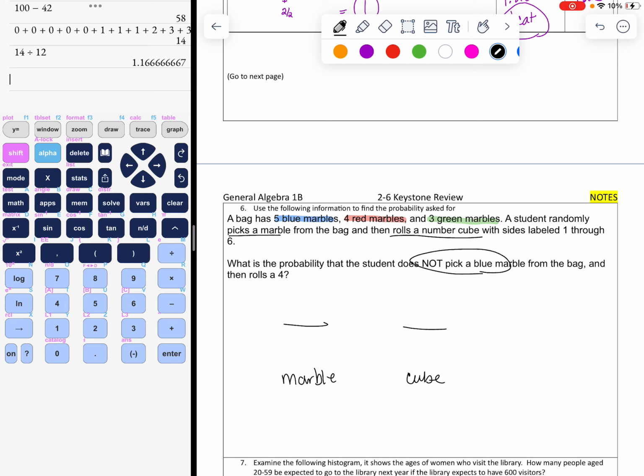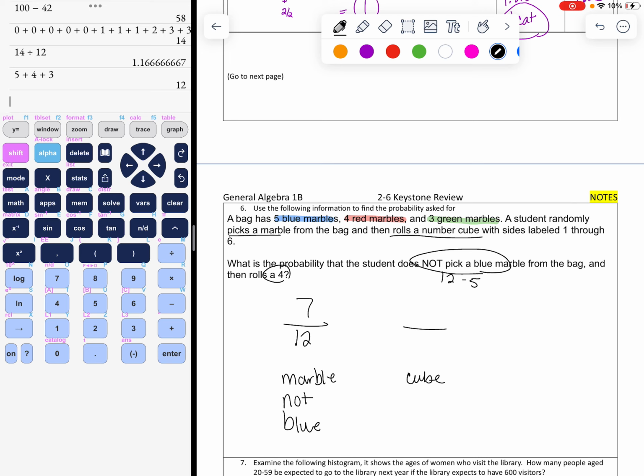Well, I guess I better add all those marbles up. So what's 5 plus 4 plus 3? All right, so the first denominator here is going to be a 12. So how many of them are not blue? Well, what's 12 take away 5? 12 take away 5 is 7. So that's not blue. There are 7 of them that are not blue.